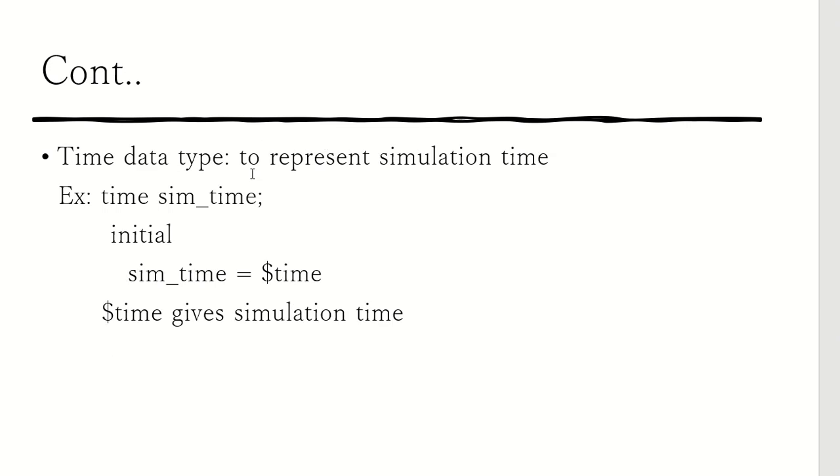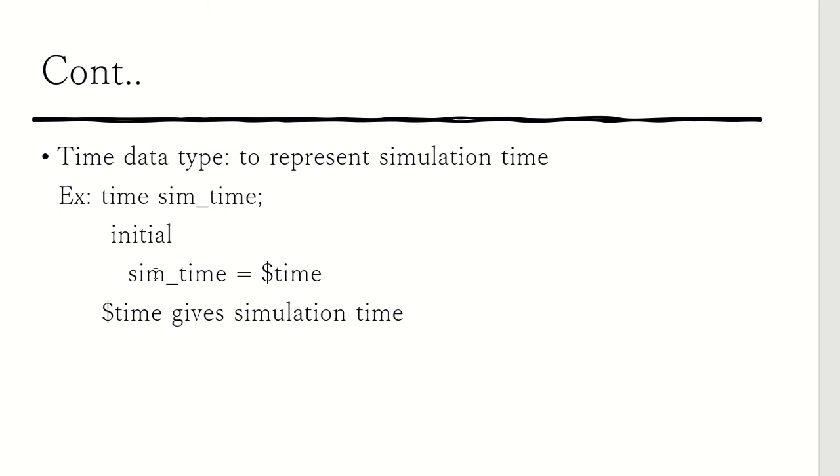And the next one is time data type. Time data type is generally used to represent simulation time. Here in the example I mentioned, sim_time is a variable which is representing the simulation time.